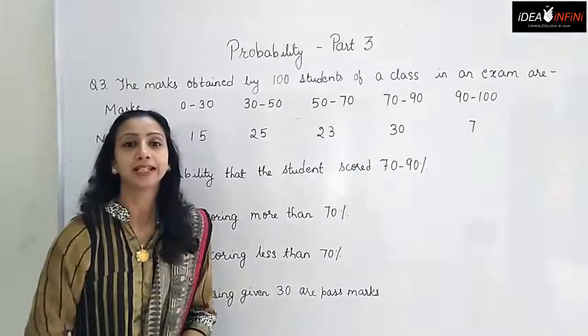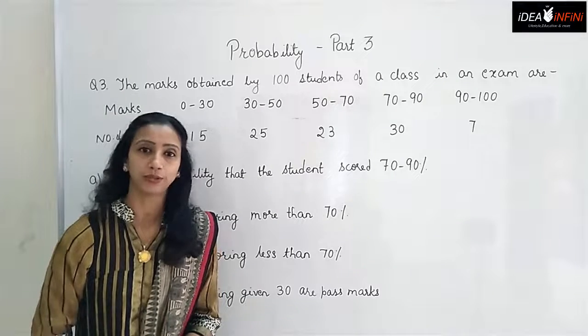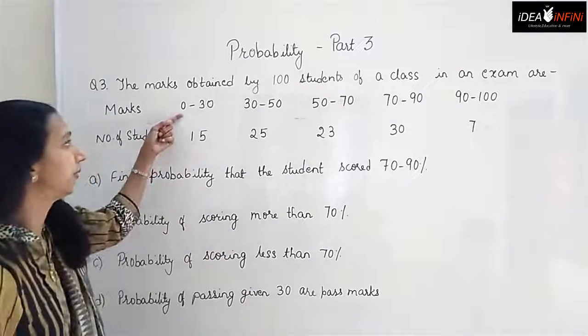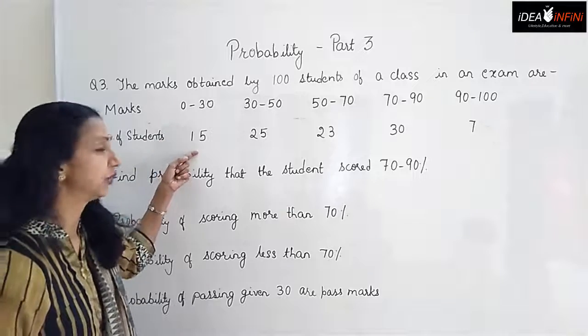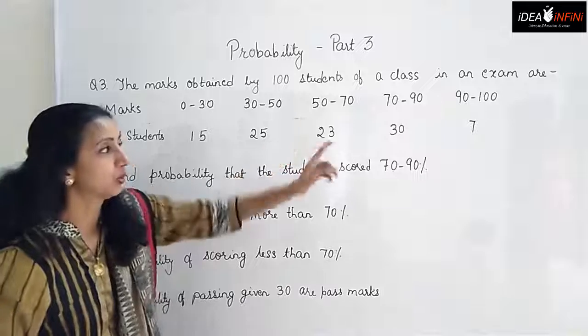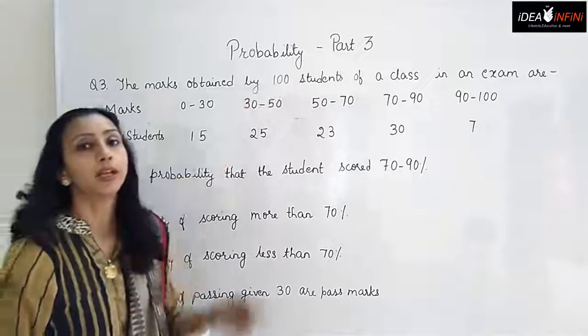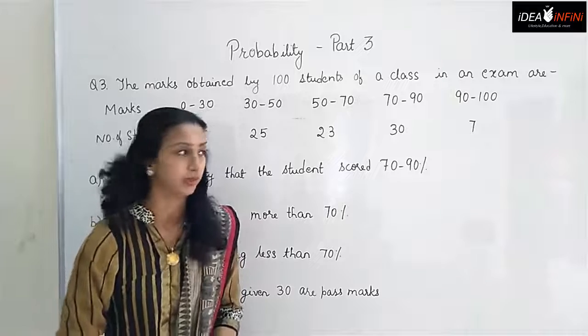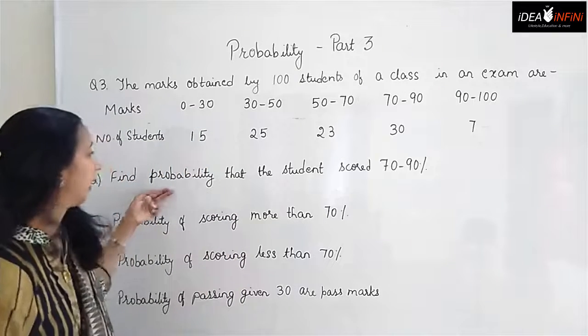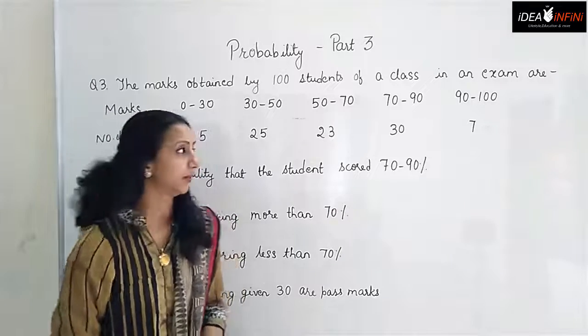So here is another example where the marks obtained by the students have been given in a tabular format. See, the marks obtained between 0 to 30, 15 students are scoring that. 30 to 50, 25 students and so on. But the total will always be 100 because the total number of students is 100. Let's get going. Find the probability that the students scored 70 to 90%.